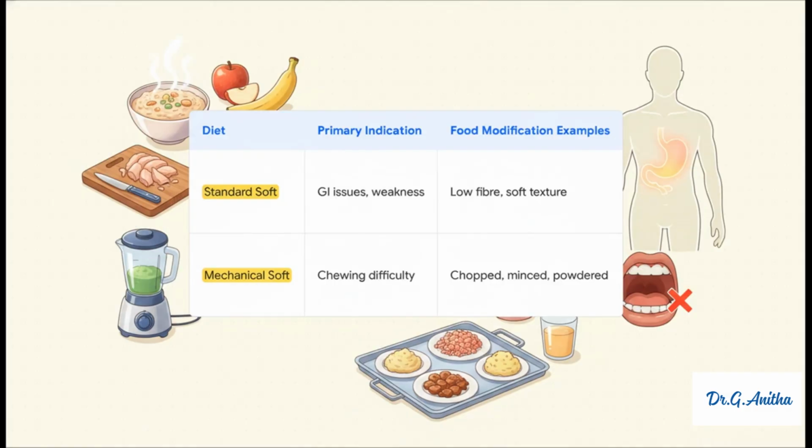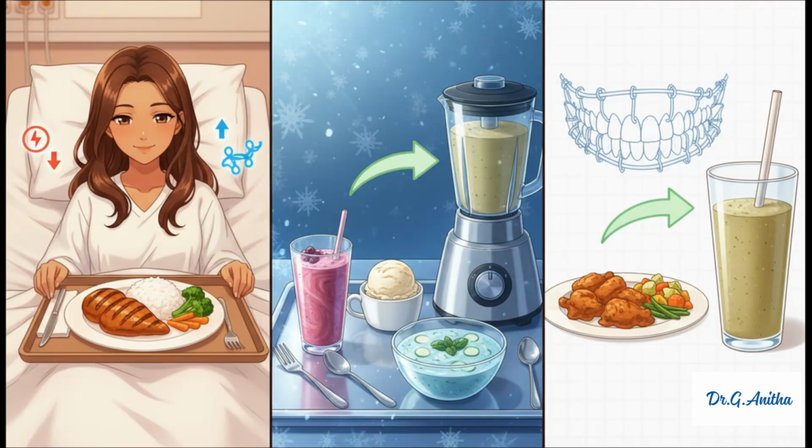Now, here's a distinction that is clinically vital. You have to know the difference between a standard soft diet, which is all about GI issues, and a mechanical soft diet. Mechanical soft is for a totally different reason. It's for patients who have trouble chewing or swallowing. The food isn't just soft, it's physically changed, chopped, minced, or pureed to make it safe to eat and prevent choking or aspiration.